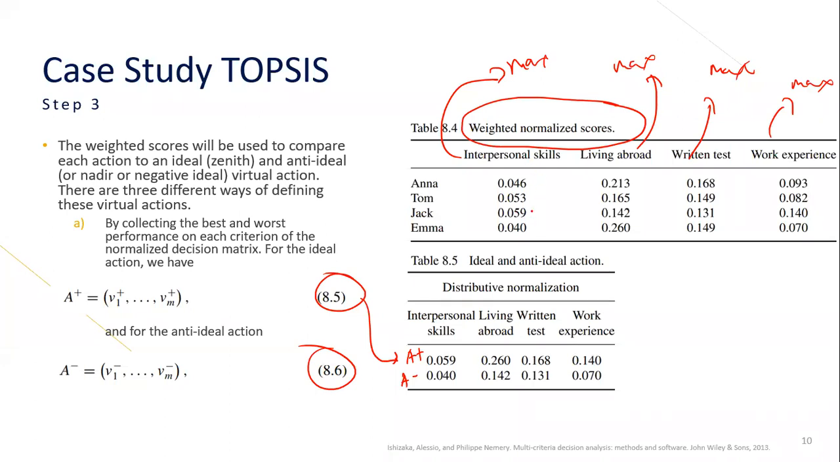highest score. This one. So the anti-ideal is the lowest one, so it's minus. Yeah. This one, the highest is this, the lowest is this one. This one, the highest is this one, the lowest is this one. This one, the highest is this one, the lowest is this one. So here you will put as the ideal result, you see.